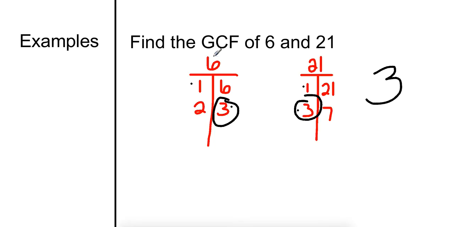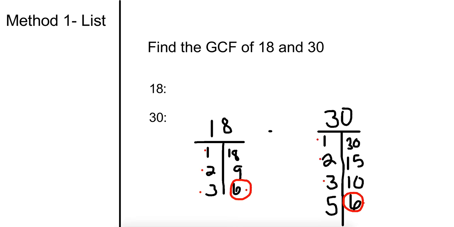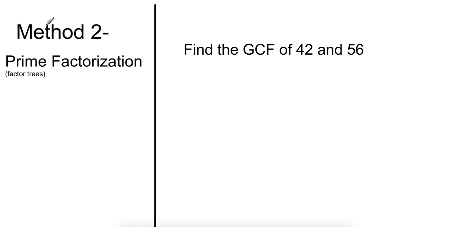So that's the way you've done it in the past. Let's use our new method of prime factorization. Yes, that's making the trees. So we start by making a tree for 42, and then we're going to make a tree for 56. So stop the video so you can make your tree.